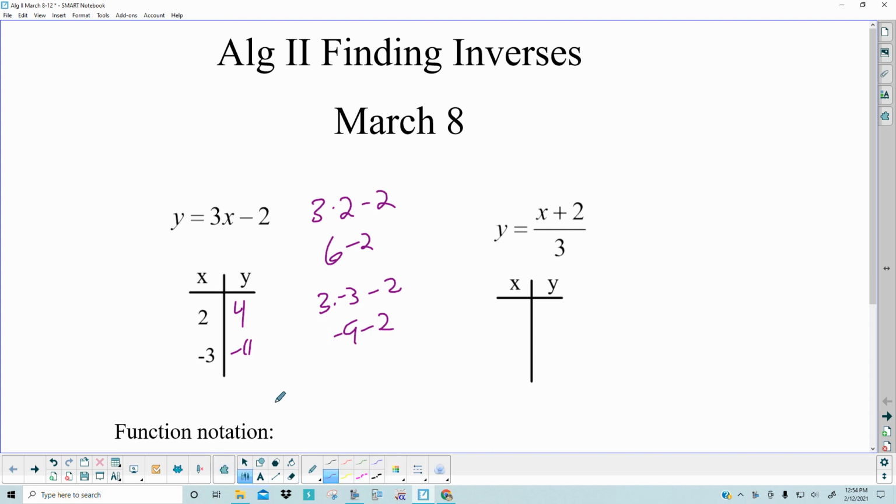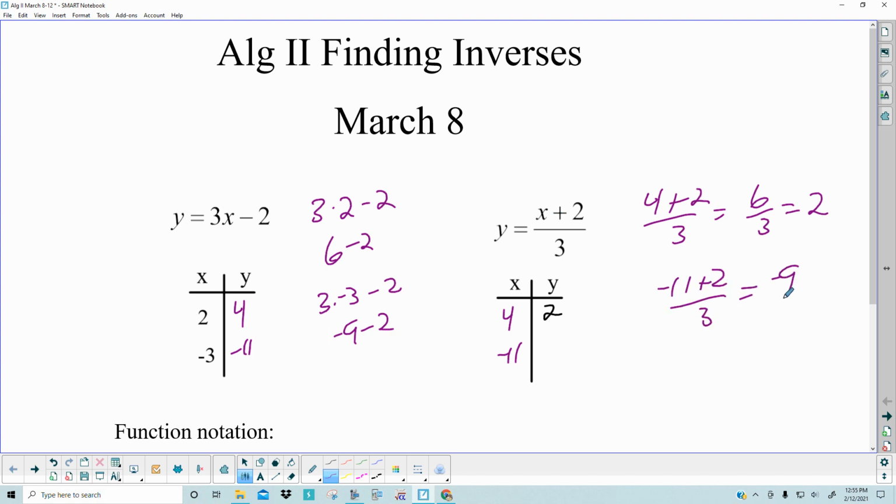Now, without telling you why, I'm going to take my answers here and put them over here on this one, and fill them in. 4 plus 2 over 3 is 6 over 3, which is 2. Then I'm going to take the negative 11 and fill it in. Negative 11 plus 2 over 3 is negative 9 over 3, which is negative 3.